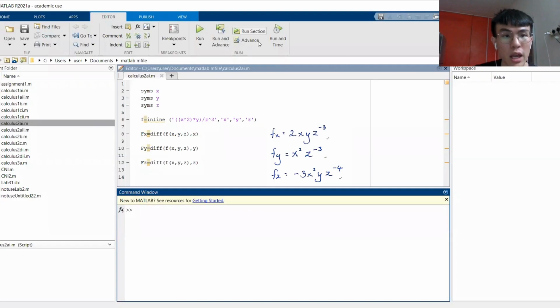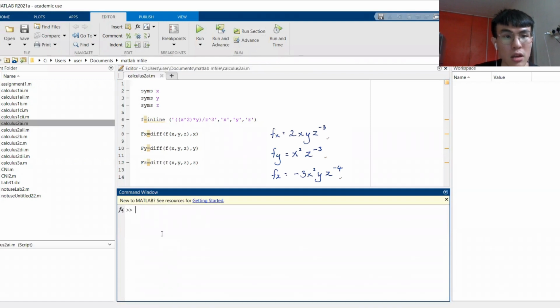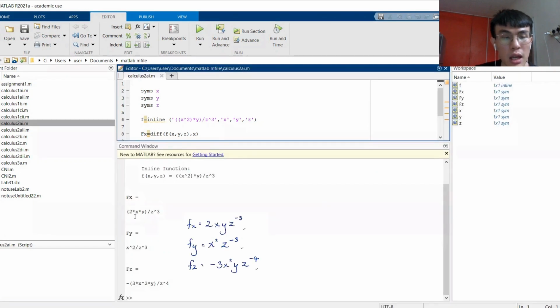For question 2A1, this is the coding for the equation that we use in manual calculation, which is the first partial derivative. The result is fx equal to 2xy z power negative 3, fy equal to x squared z power negative 3, fz equal to negative 3 times x squared y z power negative 4.